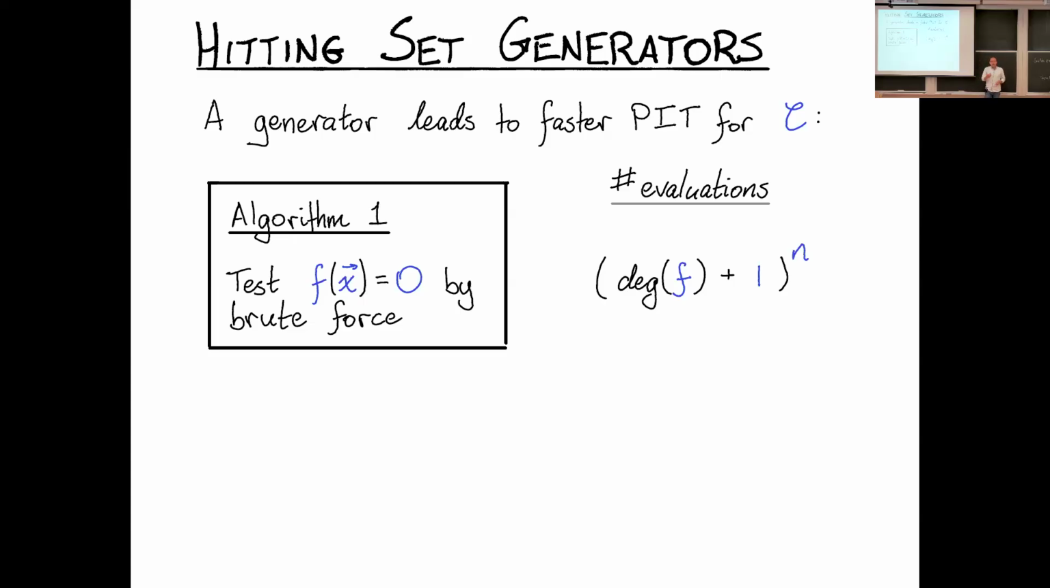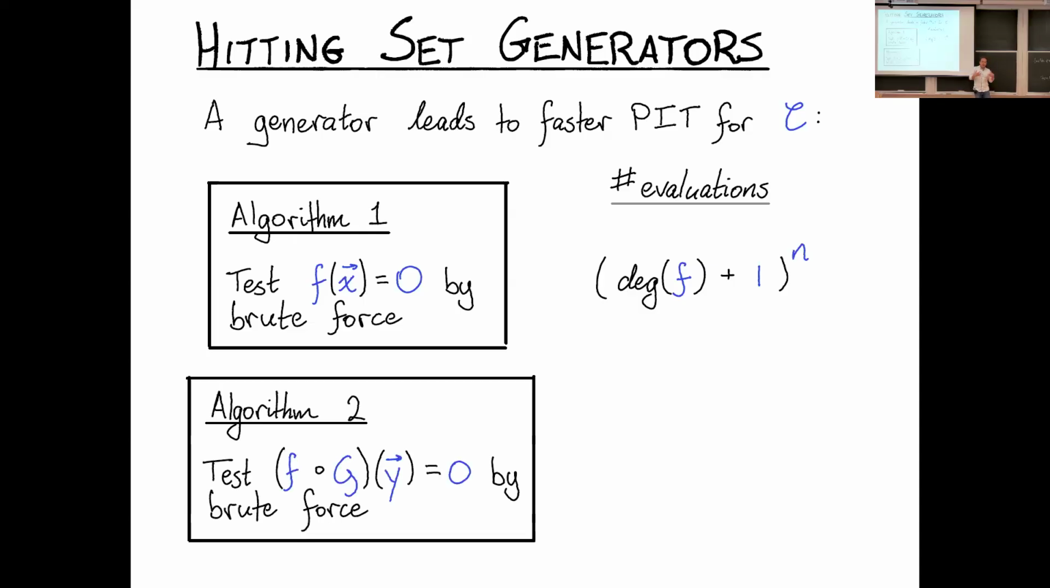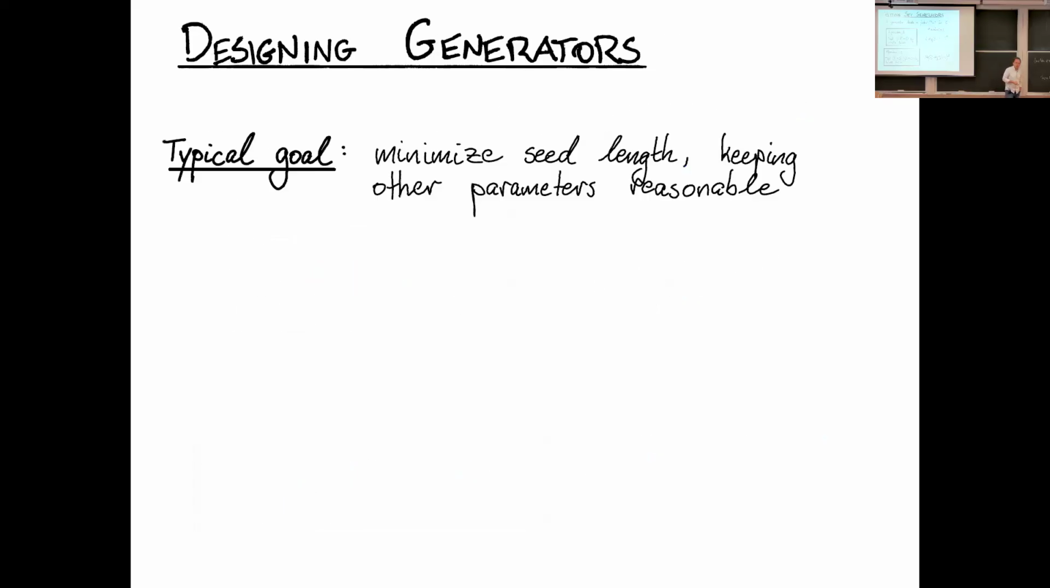Now, on the other hand, if you have a hitting set generator for this class, you can design a different algorithm, which is you first take your polynomial, compose it with the generator, and then test that composition by brute force. And what is the running time of this algorithm? Well, it's the same shape. It's going to be degree raised to the number of variables. But now here, the degree is really the degree of the composition. So you get the product of the degrees. And the number of variables is this L, the seed length of the generator. So if you can design one of these generators where you can efficiently compute it, the degree is not too large, and the seed length L is small compared to N, then you're going to get a faster deterministic algorithm. That's usually the goal here.